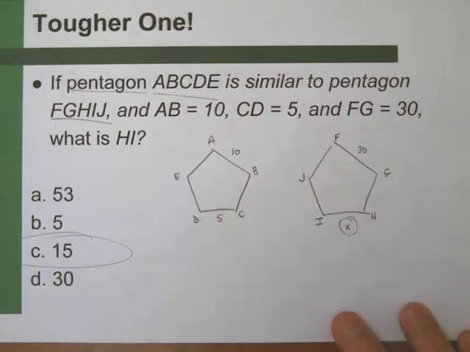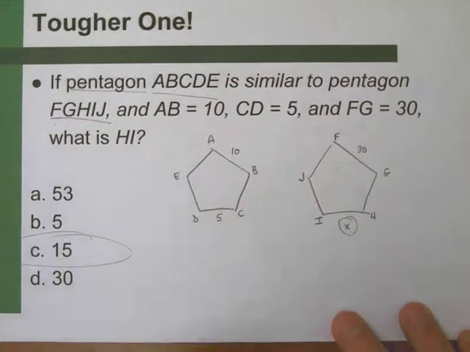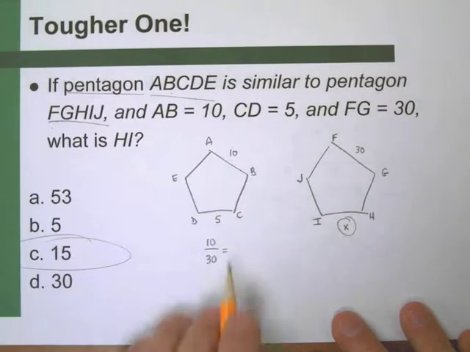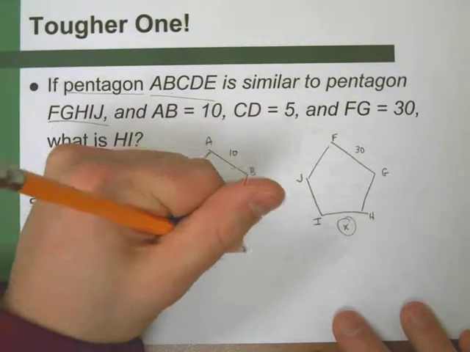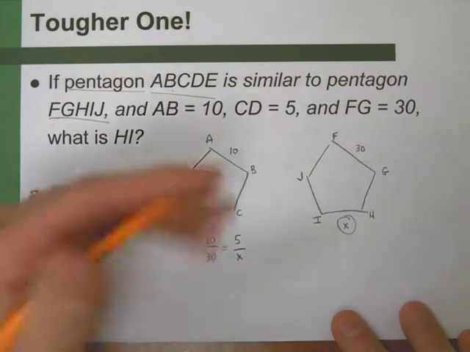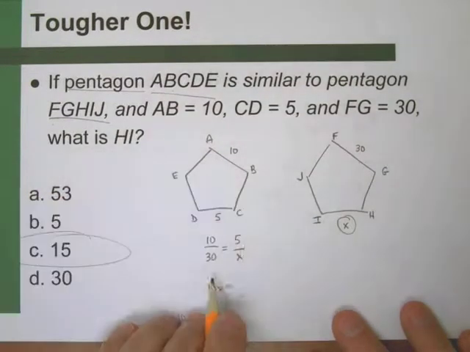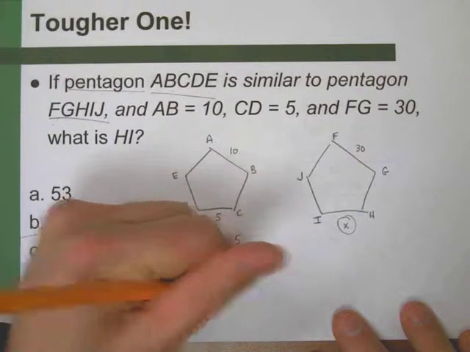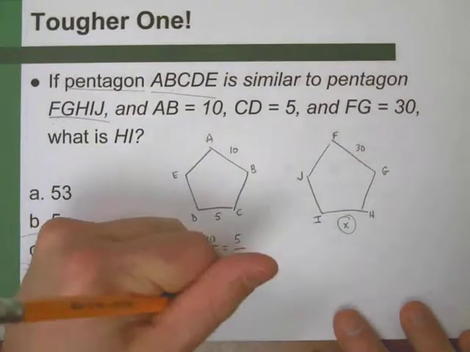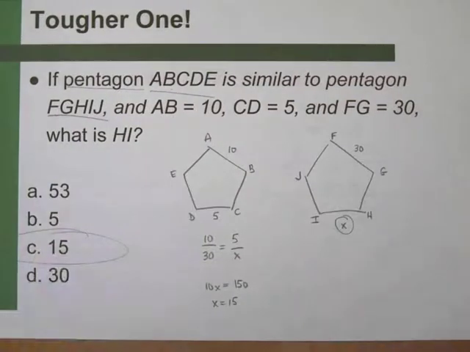If I couldn't figure out that it was 3 times as big, I would say 10 is to 30 as 5 is to X. There's my equation that I could set up. I'm going to cross multiply: 10 times X equals 30 times 5, which is 150. Divide out the 10. X is 15. So that's a pretty straightforward problem.